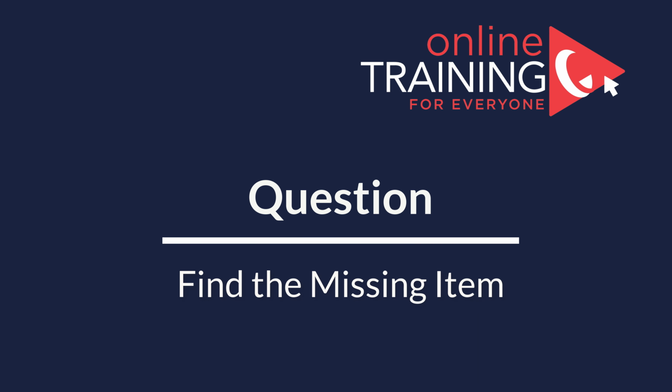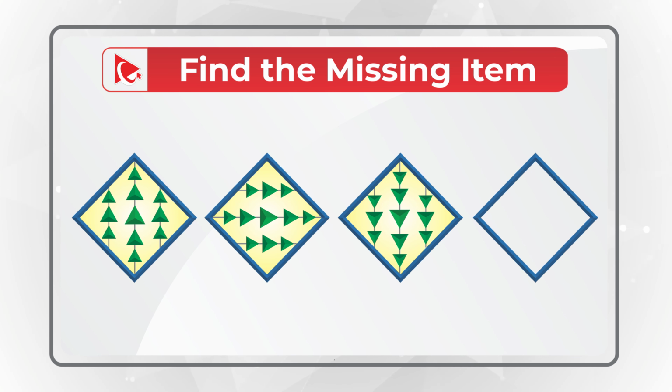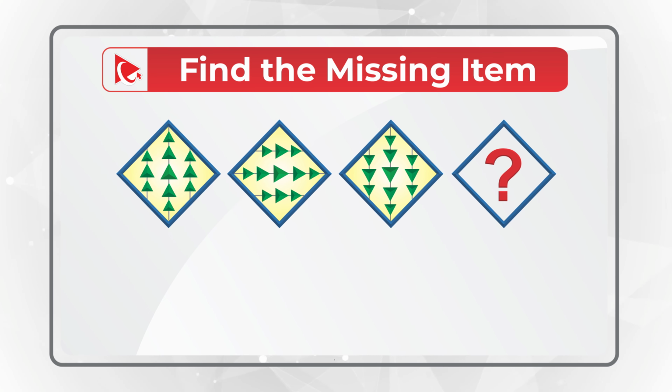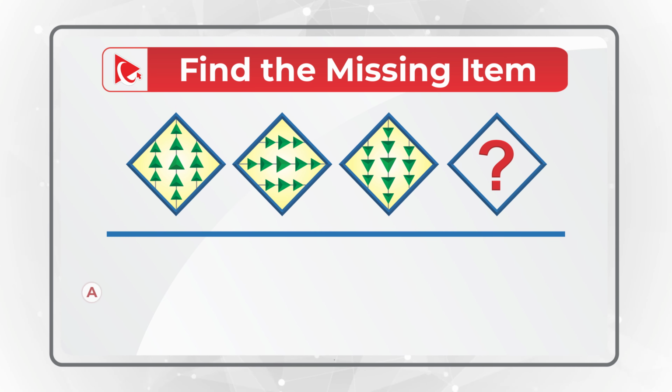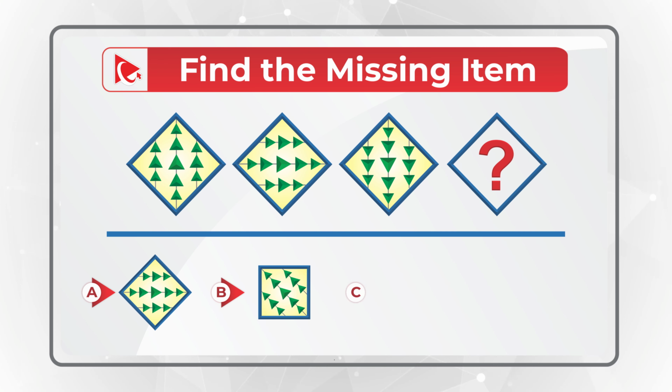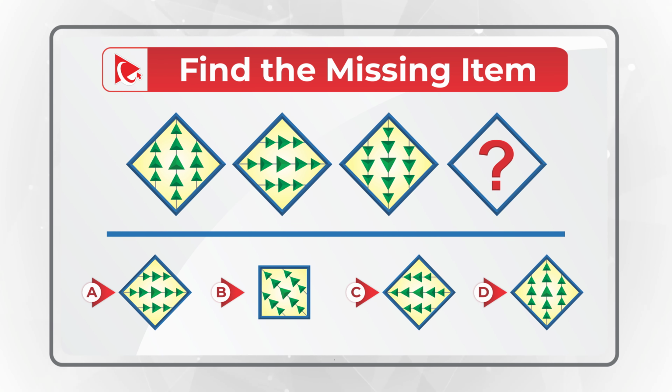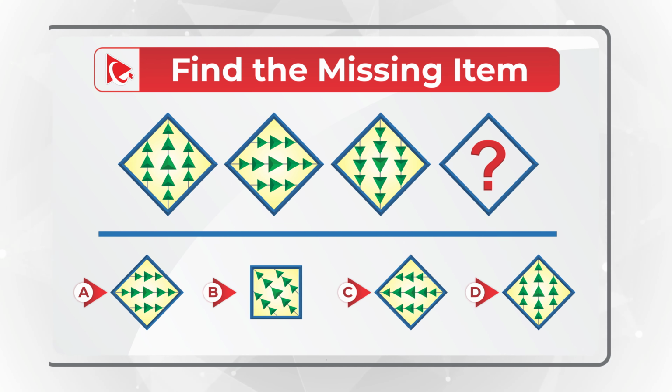Here's an amazing question which tests your analytical skills. You're presented with the set of diamonds. Each diamond has other objects inside, and you need to find the missing diamond, which is diamond number 4. You have 4 different choices to choose from, choices A, B, C, and D. Take a close look to see if you can come up with the right solution.